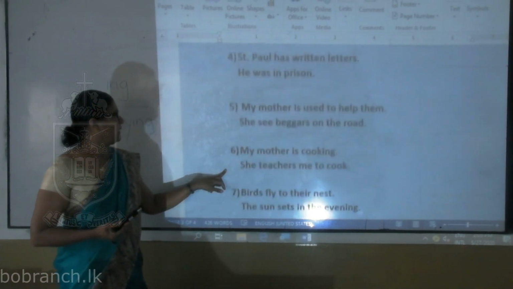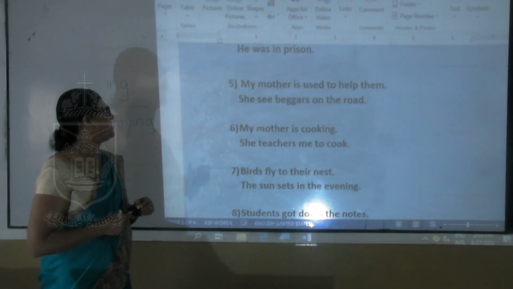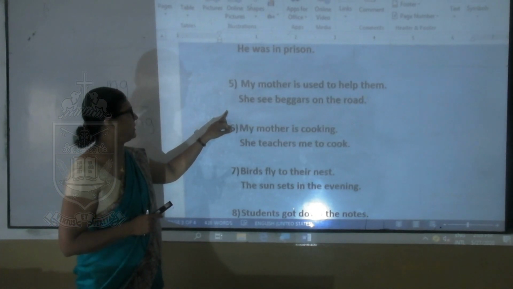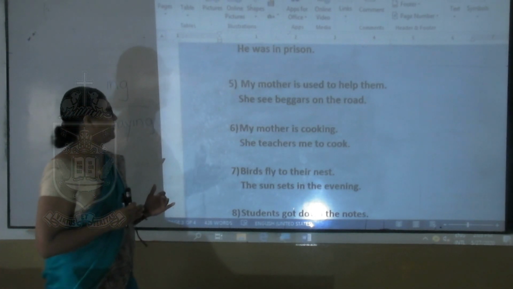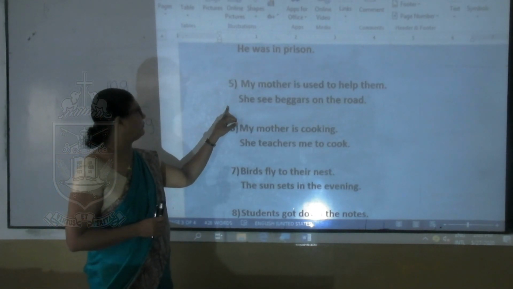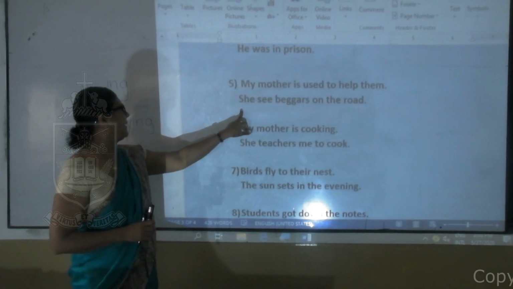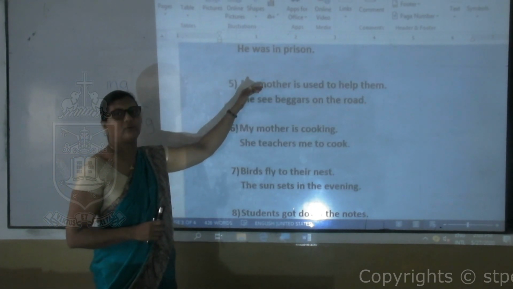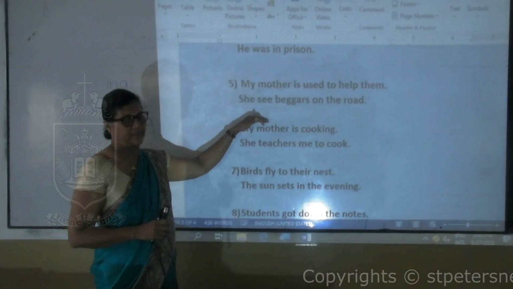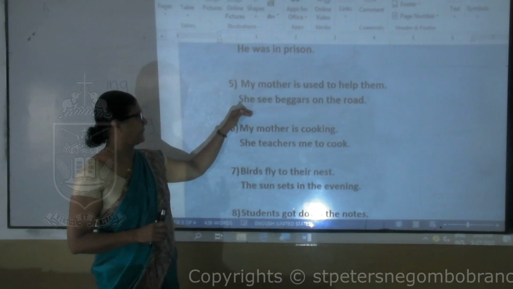Right, next one. My mother used to help them. She sees beggars on the road. So you have to change subjects here and there and use the word when or while. My mother used to help them when she saw beggars on the road. The tenses are simple, so you have to use when to combine this.